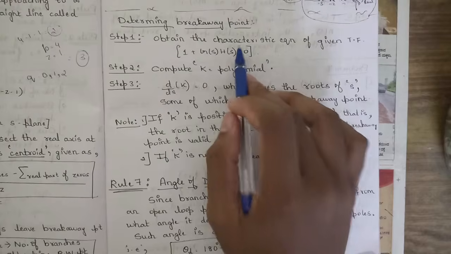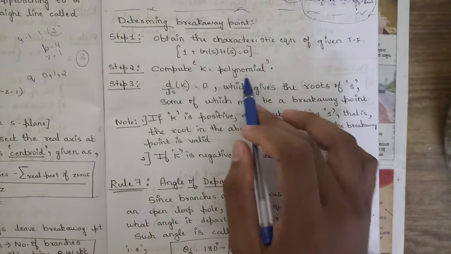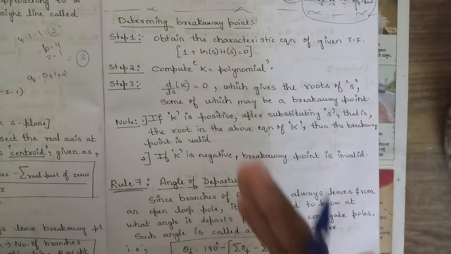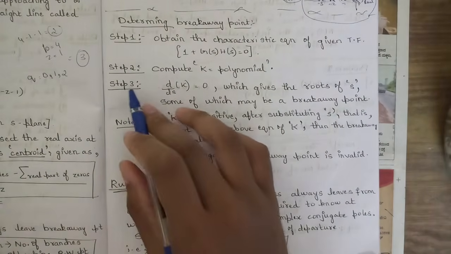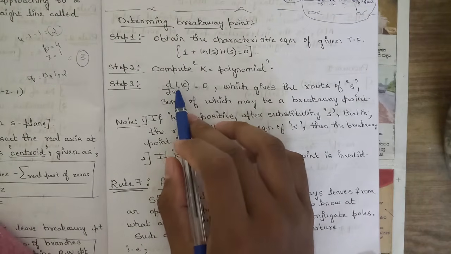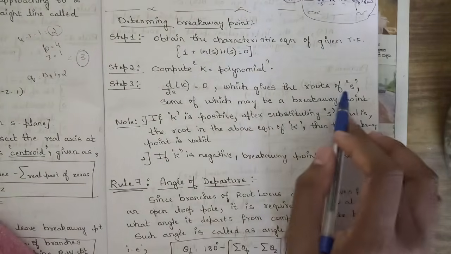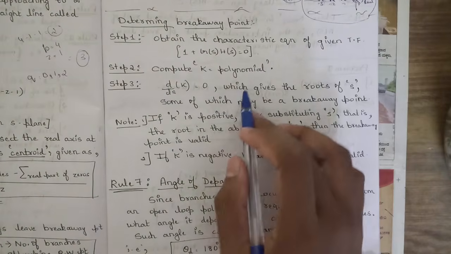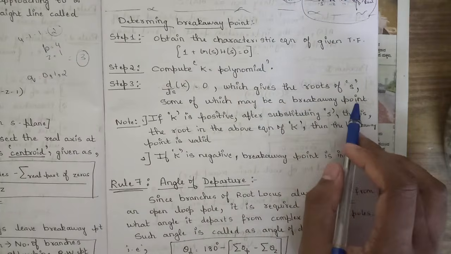After computing, we would get the transfer function. From that transfer function we need to compute the K polynomial, that is, bring K to one side and all the other terms to the other side, in order to calculate step 3, that is dK/ds. That is, take the derivative of K with respect to s, which gives us the roots of s. When we set dK/ds equal to 0, we would get the roots of s, some of which may be a breakaway point.